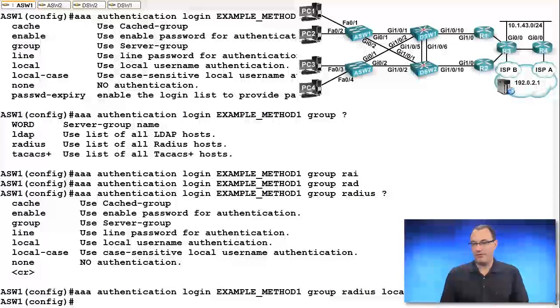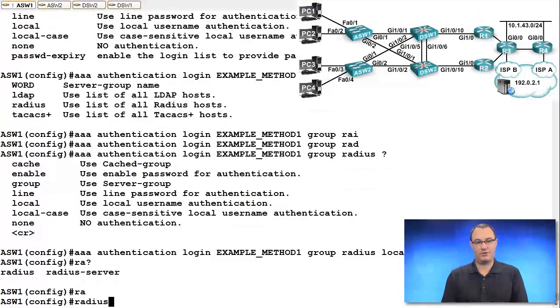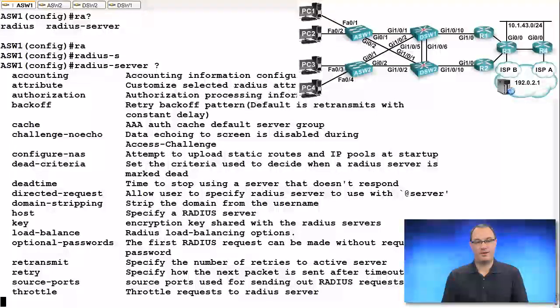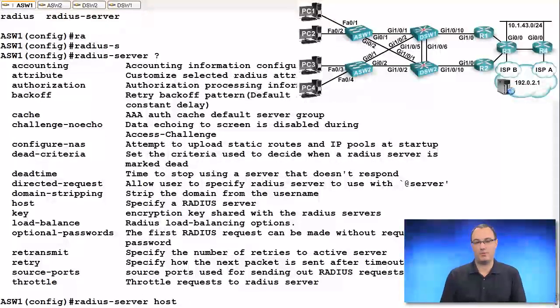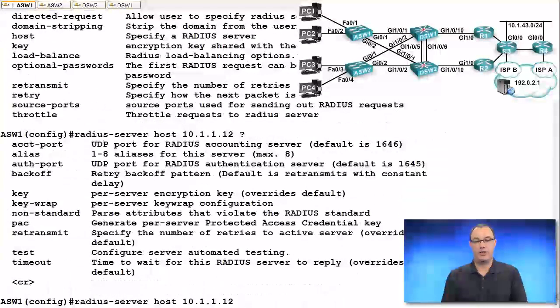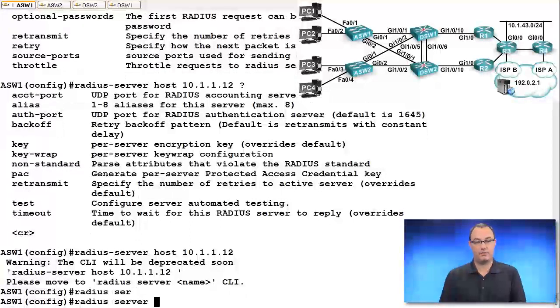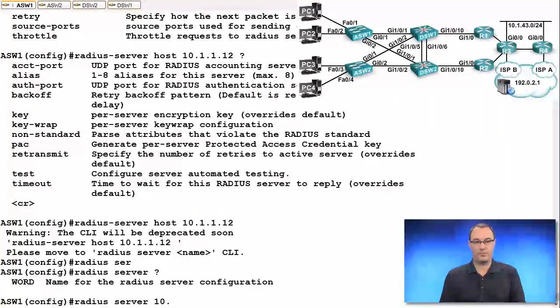Now, I haven't configured any Radius servers. So let's do that. Radius server. And then we say a host, and then we give it an IP address of the host. Let's say that's my host. Now I might just say, boom. That's my Radius server. And it says we prefer the radius server command. Great. So I'm using old syntax, but I can improve upon that.